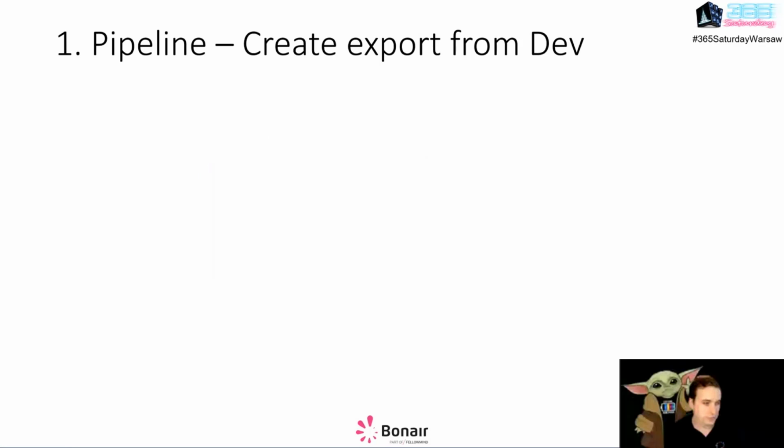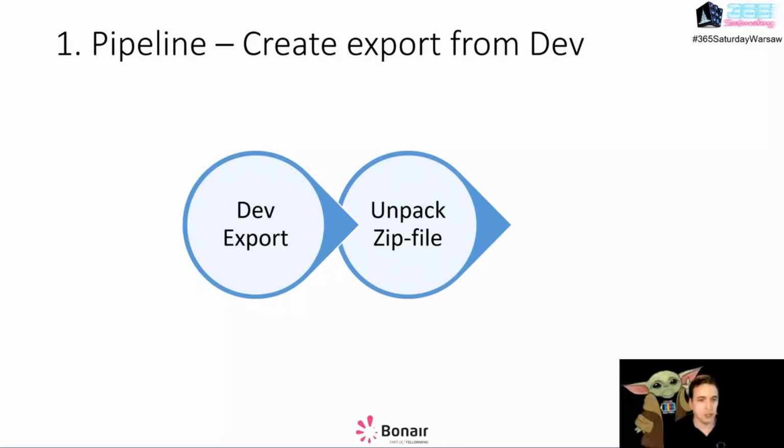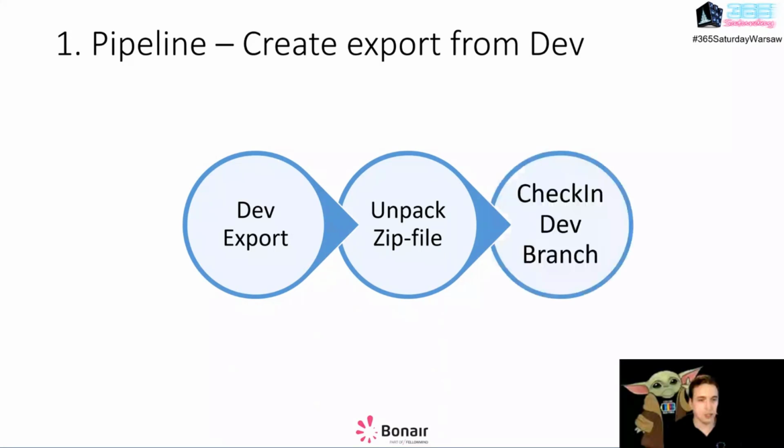How do those pipelines look? The first one will export from dev. It will unpack the zip file, and it will check it into our dev branch and store the unzipped data in a project in source control. One thing here: if you have Canvas apps in your solution, the unzip step will not unzip those Canvas apps at the moment. Microsoft is working on that, but for those you will have the MS app files in source control.